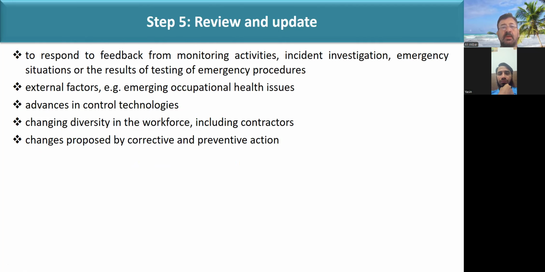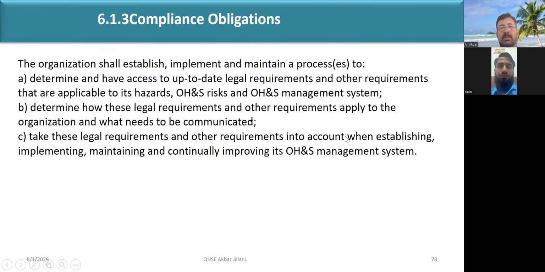External factors such as emerging occupational health issues, advances in control technologies, changing diversity in the workplace, including contractors, and changes proposed by corrective and preventive actions.